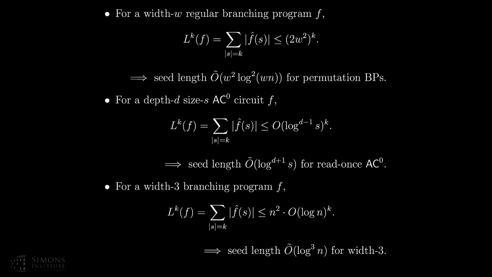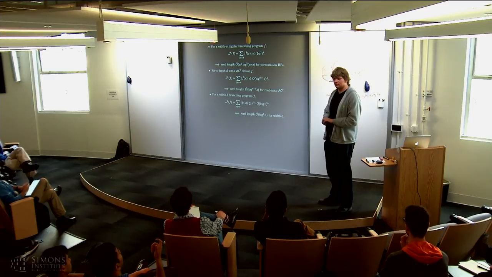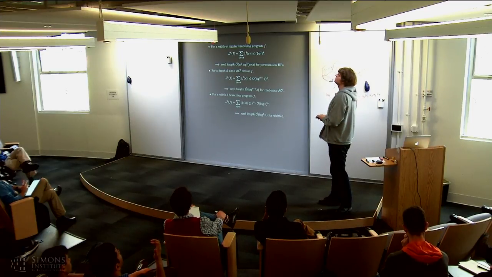And for width 3, we get also a logarithmic base, plus some polynomial factor at the front that we don't really care too much about, which also gives you a polylogarithmic seed length for width 3. Yes. For width 4, it will break down because of inner product or something? My conjecture is that it still works for width 4, it's just we don't have a proof. Like, if you consider the inner product function, will it be computable in width 4 or width 5, something like that? It's a bent function.